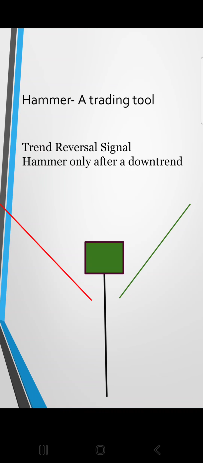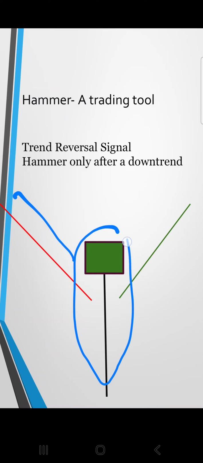Now, please remember, a hammer is a trend reversal signal. To be very specific, it is a bullish trend reversal signal. That means a hammer should only be seen after a clear downtrend. Only if you see a few candles, let's say 4 to 5 red color candles moving in a downward movement, only after that I will see a hammer and I will interpret that yes, the prices can take a turn and start going up.